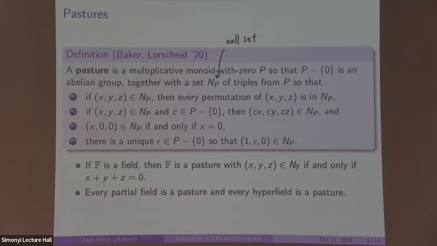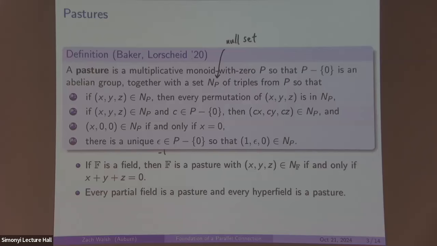X00 is in my null set if and only if X is the 0 element. And there's also a unique element epsilon that behaves like -1 in the following sense: 1, epsilon, 0 is in the null set, and epsilon is unique with this property. So you can think of epsilon as behaving like -1.